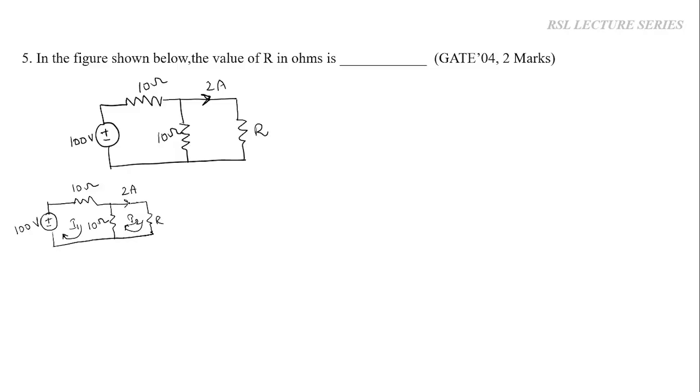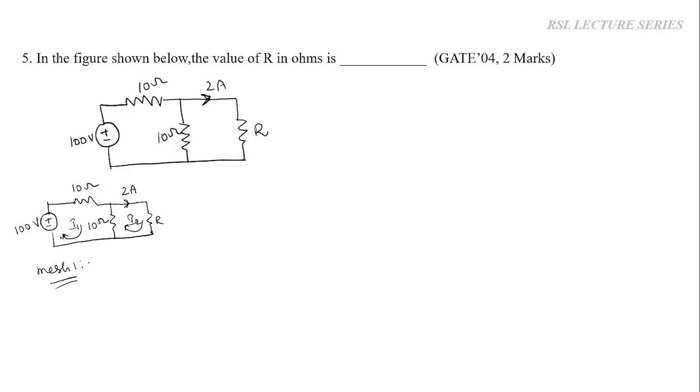Irrespective of the directions given, you always assume the unknown values or the loop currents as flowing in the clockwise direction only. First we'll write the equation for mesh 1. For mesh 1, we have to write both the voltage rise as well as the voltage drop. The voltage rise is always written with respect to this voltage source.